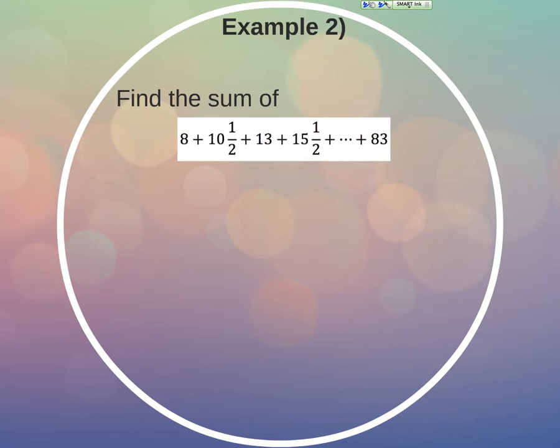So I can really start this with the same approach as before. I can look for those 4 things. I might not have them all. I might not need them all. The first term, the term number, the common difference, and the last term.